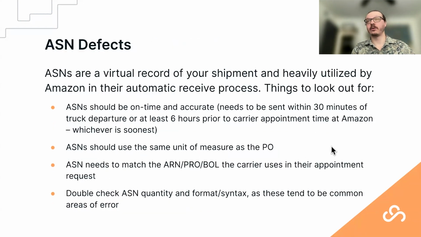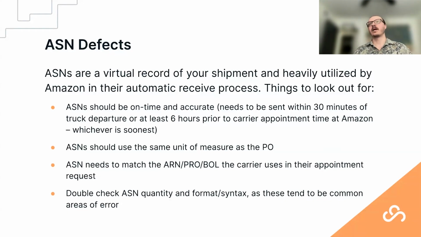So one of the last things on here is going to be ASN defects. You could also look at this more broadly as EDI or data-related transmission issues. But ASNs are absolutely crucial in Amazon's receive process as well. It's a virtual record of your shipment, and it is heavily utilized in Amazon's automated receive process. So if there's no ASN when the carton's going through that laser tunnel, whenever it scans the label, it might as well just be scanning a normal barcode because it doesn't mean anything to them, because it doesn't link back to their system.